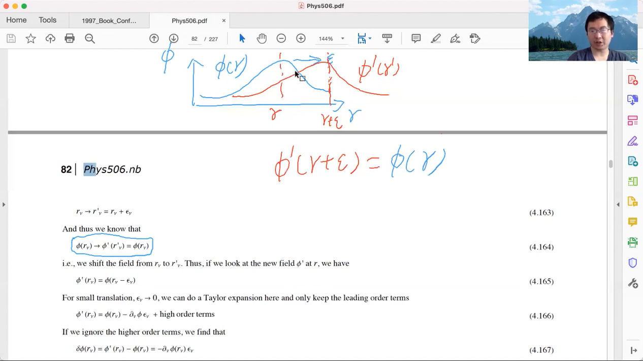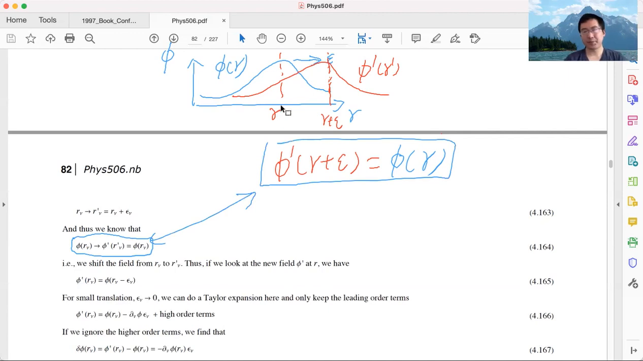So suppose this dashed line represents my position r. After translation, r is moved to r plus epsilon, to here. Okay. So my function is also moved, which means after I move my function, the red function phi prime at this point, its value, should be the same as the function before I move, at r. Okay, so that's a definition of how I shift a function. So under translation, my function changes following this relation. Okay, that's the same relation we highlighted.